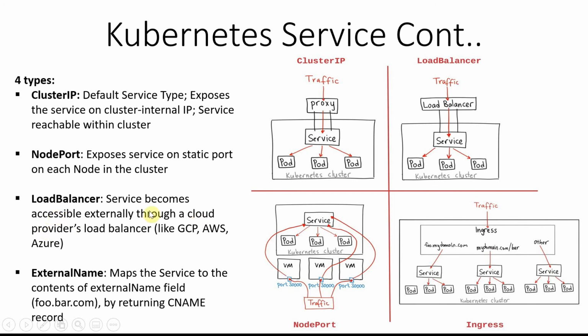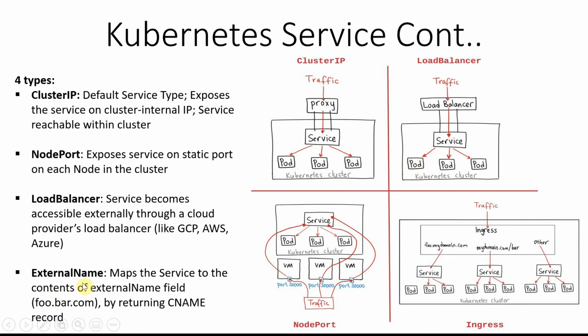Then the third component is the load balancer that we saw already, where the service becomes accessible externally. This is where, from a browser, I'm trying to hit it. So externally, through a cloud provider's load balancer. We saw that we're using a load balancer from GCP. So you can use a cloud provider's load balancer, and this way you can access it from outside. And you see here, this is the one which we saw actually. When you're hitting traffic, it is going to the load balancer of GCP, and from there your traffic is getting routed to your pod.